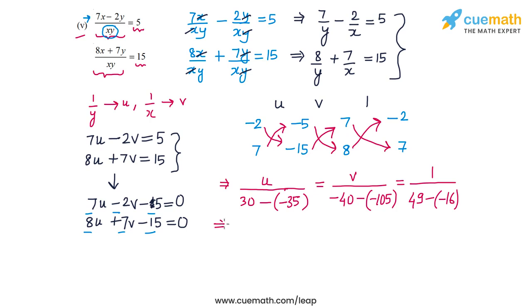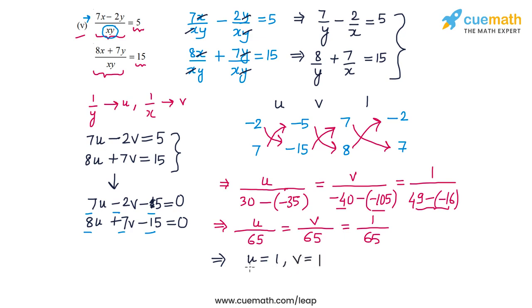So let's simplify this. We will get u by 30 plus 35, so that's 65, equal to v by minus 40 plus 105, so that's 65 again, and then we have 1 by 49 plus 16, so that's 65 again. And from here we can immediately arrive at the values of u and v. u is equal to 1 and v is equal to 1. So now we have the values of u and v.